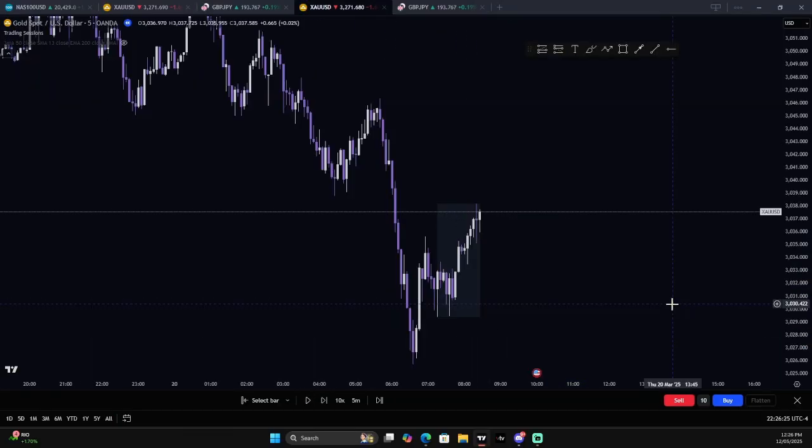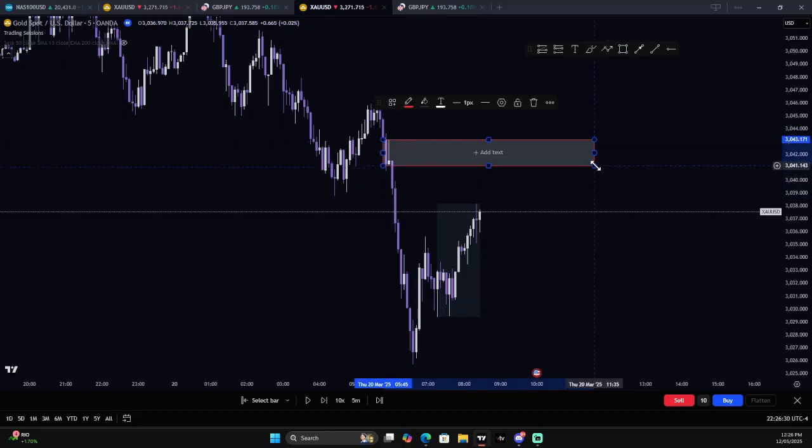Now, this is the second example on gold once again. Here we do have a valid supply zone. We do have a fairly large fair value gap and a very strong push to the downside. So all of that is following my rules.